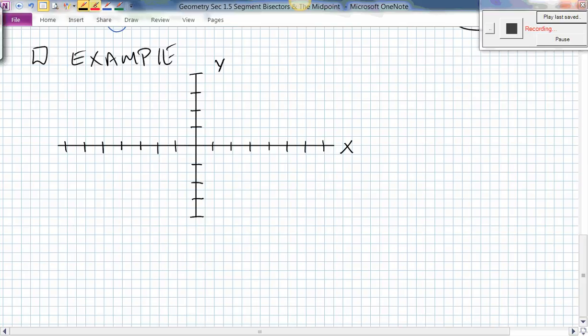Okay, let's put point A over here. I'll put point A at -5, 2. So put A right there. Call that A at -5, 2.